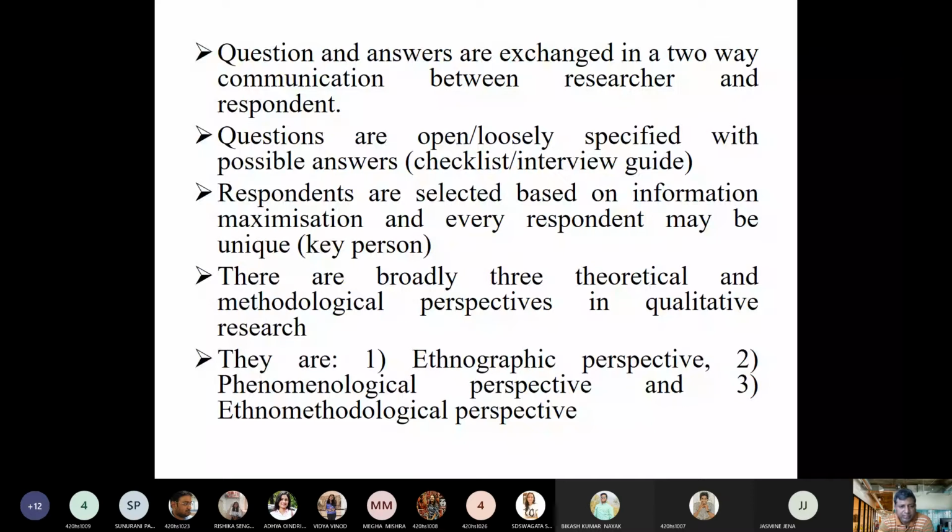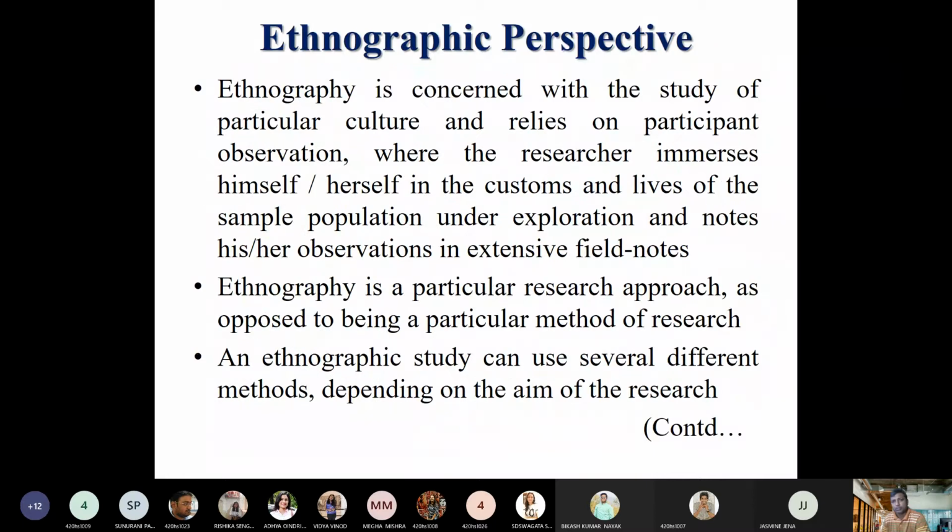There are broadly three theoretical and methodological perspectives in qualitative research: the ethnographic perspective, the phenomenological perspective, and the ethnomethodological perspective. What the phenomenological and ethnomethodological perspectives are, we'll discuss later on. All these perspectives have different meanings and different mechanisms of use. Today we'll discuss the ethnographic perspective.